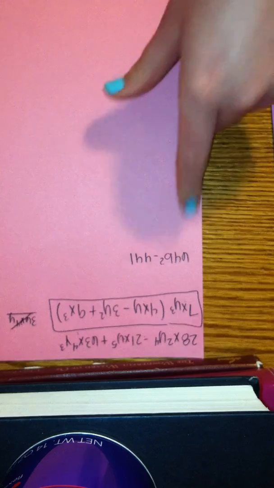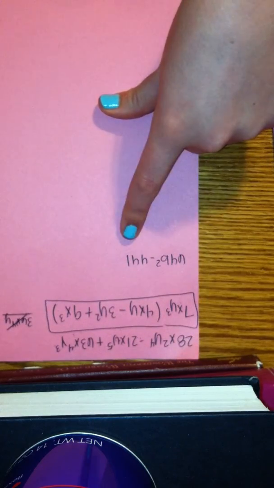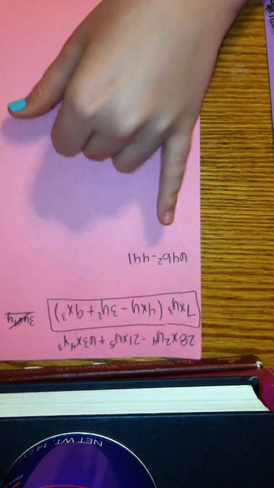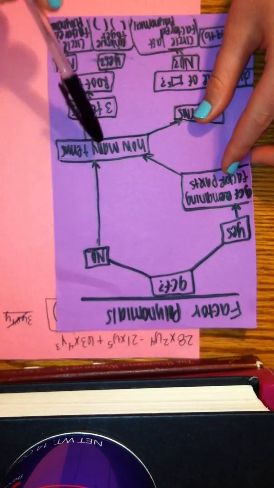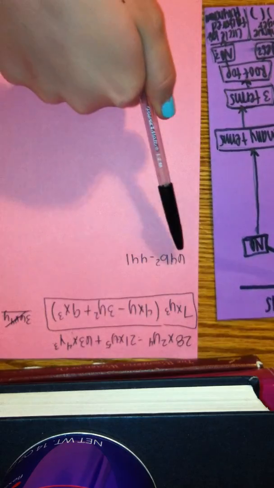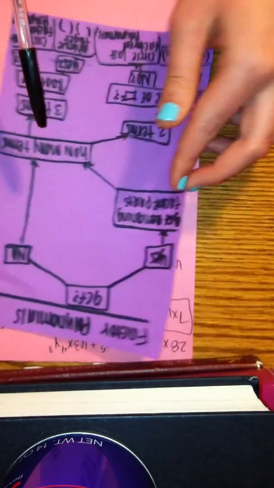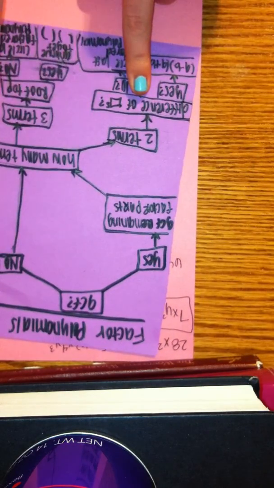No, because these are not alike. They don't have a common factor, a greatest common factor. So we cannot do GCF. So no. How many terms? We have two terms this time. So we're going to look over here, two terms. Difference of squares. Yes or no?